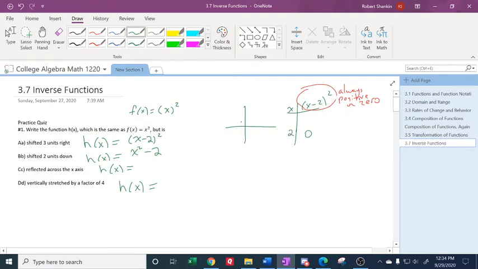So normally, the normal parabola, y equals x squared, is like this, where the lowest point is the vertex. Here the vertex has been shifted over 2 units to the right. And it's looking like this. Okay. And then reflected across the x-axis.